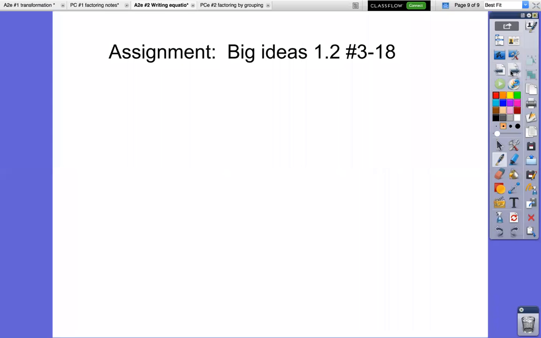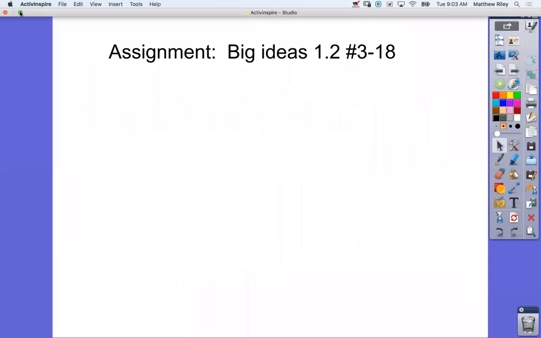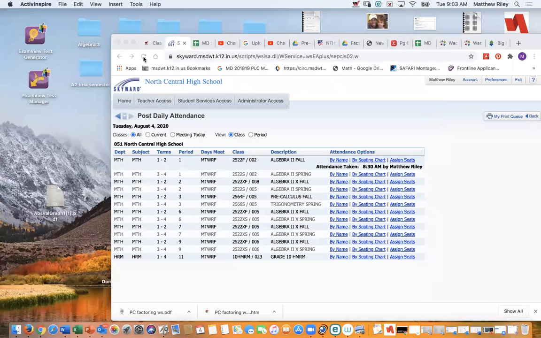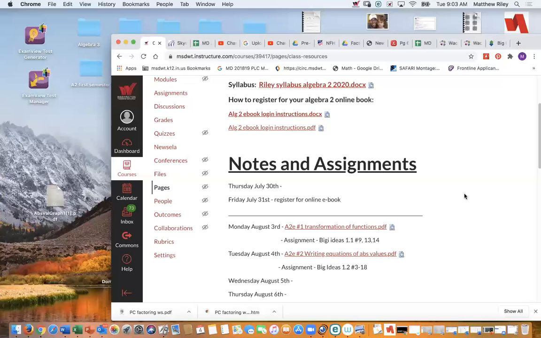Now, you guys have your first assignment on Big Ideas tonight. Let me do this real quick. Your first assignment, it's page, don't worry about the page, sorry, old habits, I guess. It is assignment 1.2, number 3 through 18. So let's go ahead and bring this up. It's up already on your class resources, but go to Big Ideas.